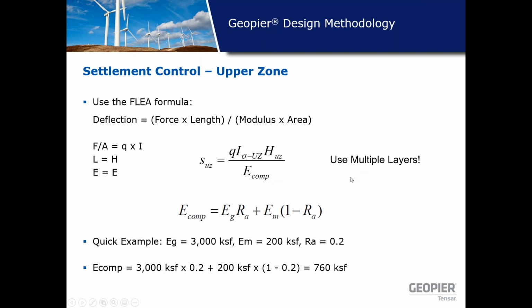One of the beauties of this approach is you can use multiple layers. If your soil is uniform throughout, then great, you can use one layer. But if you have 30-foot long piers and every 5 feet your soils change, you can use 6 different layers if you want to. So the big key here is coming up with the right value for your E. And what we do is we come up with a composite modulus that is weighted based on area.